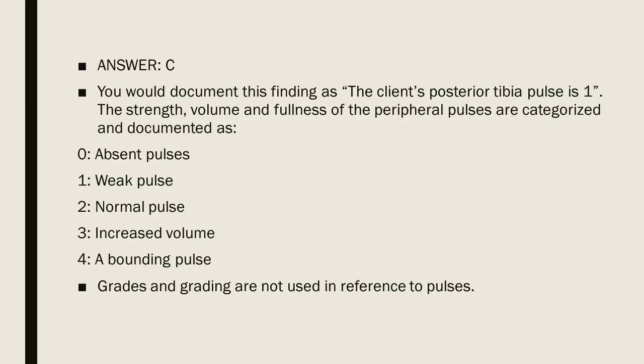Answer: C. You would document this finding as the client's posterior tibial pulse is 1. The strength, volume and fullness of the peripheral pulses are categorized and documented as: 0, absent pulses. 1, weak pulse. 2, normal pulse. 3, increased volume. 4, a bounding pulse. Grades and grading are not used in reference to pulses.